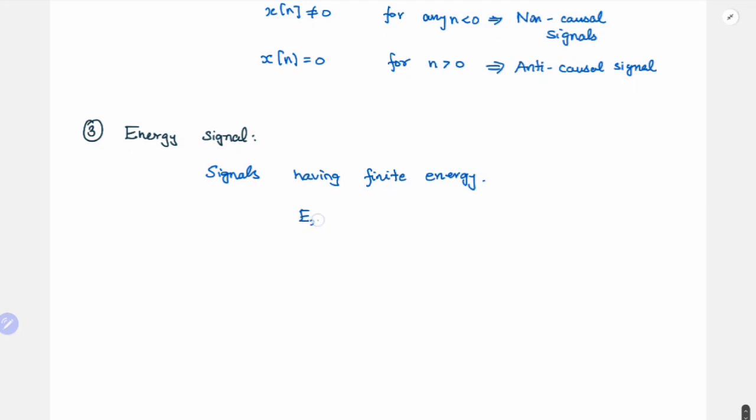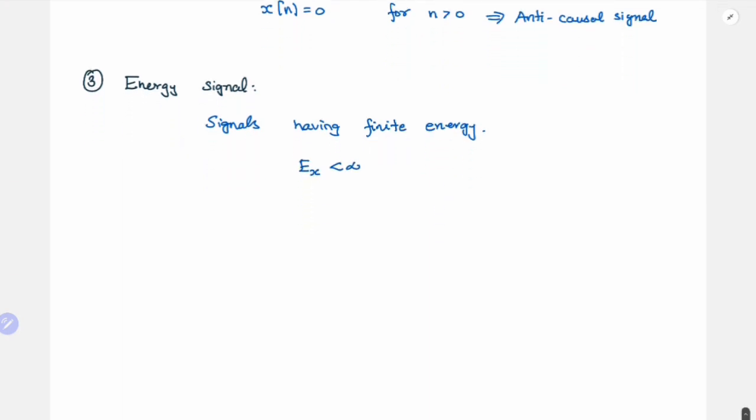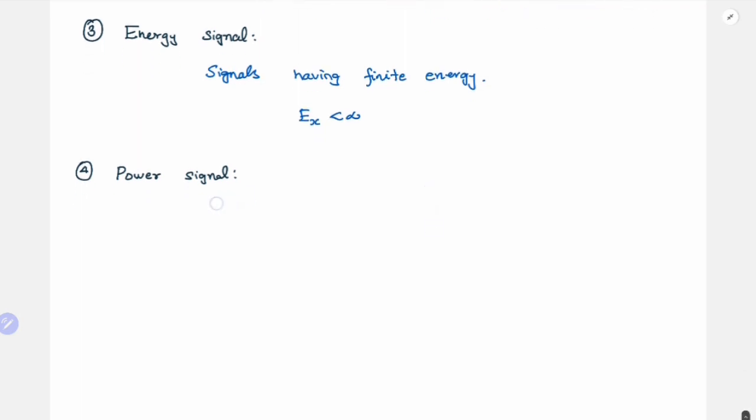Okay, so your Ex should be less than infinity. Such signals are called energy signals. So then we also have power signals. Power signals are nothing but signals having finite and non-zero power.